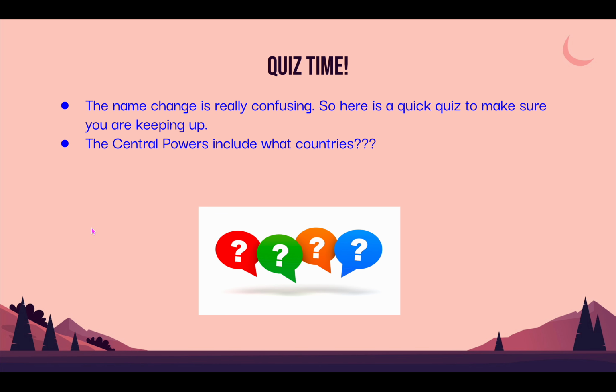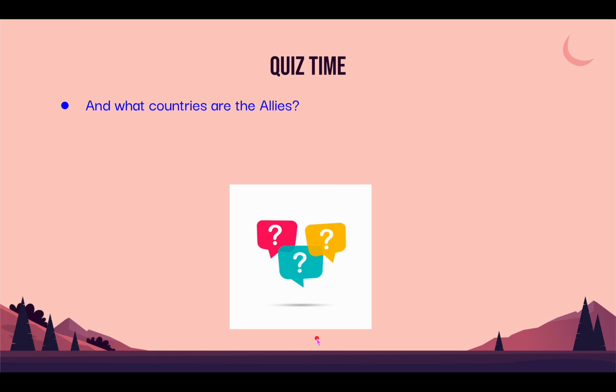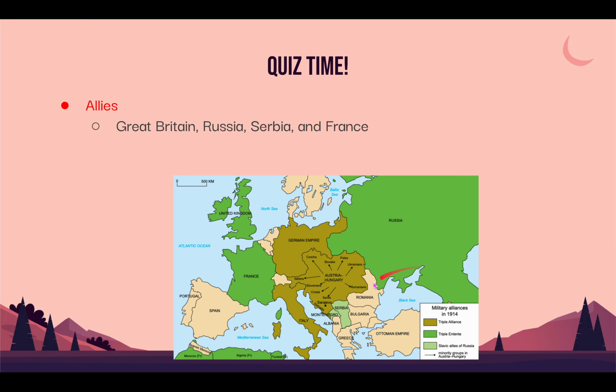So here's a quick quiz to make sure you're keeping up. The Central Powers include what countries again? Germany, Austria-Hungary, and Italy. And what countries are the Allies? Great Britain, Russia, Serbia, and France.